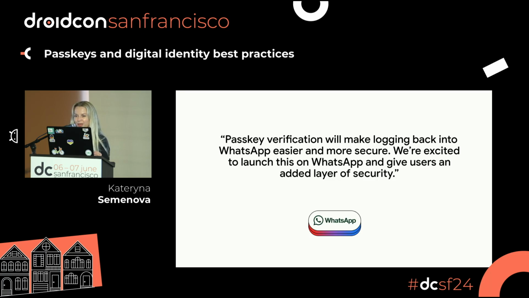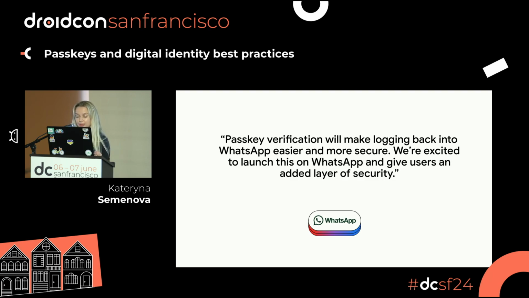OK, and WhatsApp, I guess everybody knows WhatsApp, is a very popular messenger app with billions of users around the world. They had been using SMS OTP for authentication before, and they started thinking about how to reduce cost and make sure that users have an even more secure way of authentication. Because, as you probably know, SMS OTP could be easily phished as well, and users could be tricked into sharing the code with somebody else.